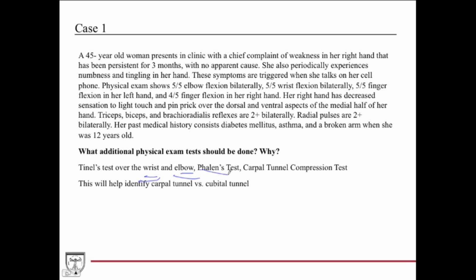Then you would do a Phalen's test and then a carpal tunnel compression test. These would help you narrow it down. Maybe they tell you more that it's carpal tunnel. If they're normal, then maybe you would be leaning towards cubital tunnel, because it's two different nerves. You're essentially testing two different nerves on exam. This would help you identify carpal tunnel versus cubital tunnel.